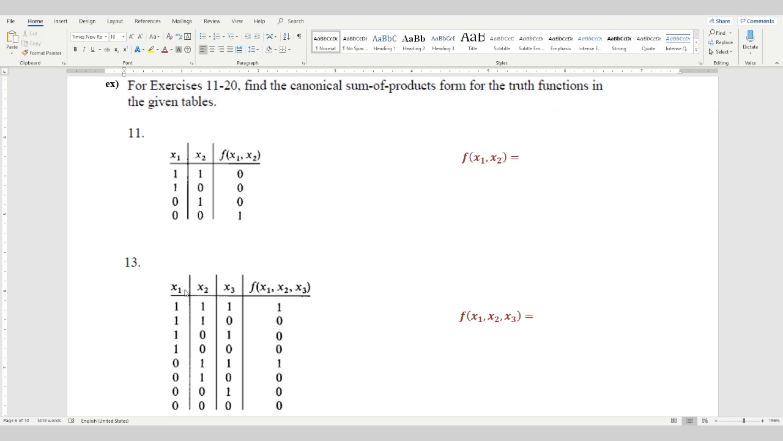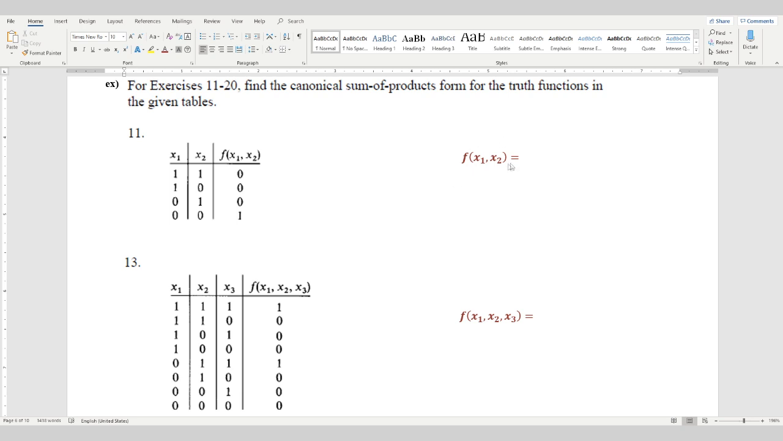Okay, so for these two exercises, we want to find the canonical sum of products form for these truth functions that are given to us in these truth tables. The canonical sum of products form, I think I mentioned up above, is also called disjunctive normal form. And this is a basic concept in circuit design or just Boolean logic, that we can always write a function or a Boolean expression that represents any truth table or any function written out like this, just the list of all of its possible states like these tables are doing.